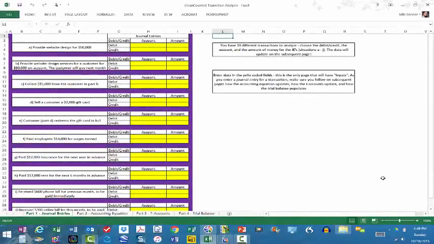Hi everyone. In this particular exercise, what I would like to do is take you through some journal entries, show you the effect that these journal entries have on the accounting equation. Then I will show you what they look like in the different T accounts for the different accounts that we're using. And then finally show you how this will present itself in a trial balance.